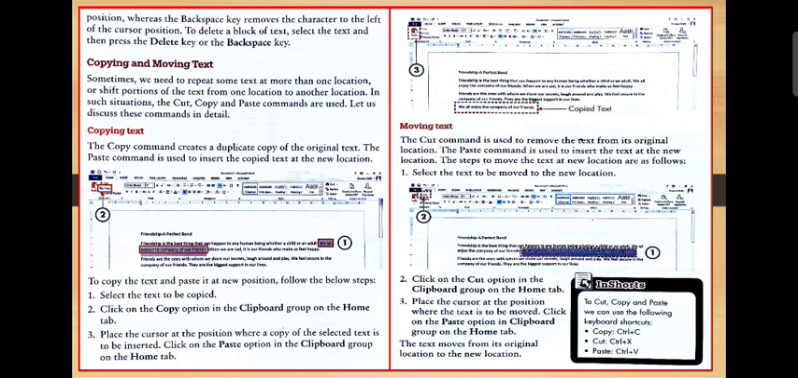Okay, so the main difference between delete key and backspace key: delete key removes the character to the right side of the cursor, and backspace key removes the character to the left side of the cursor position. Okay, to delete a block of the text, select the text and then press delete key or backspace key. Next is copy text.